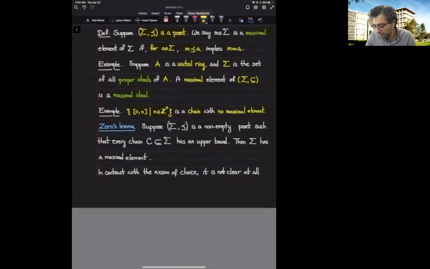Suppose that I start with a non-empty poset. If I tell you that every chain in sigma has an upper bound, so for every chain that you give me, I can find something inside sigma that is at least the elements inside this chain, then sigma has a maximal element.